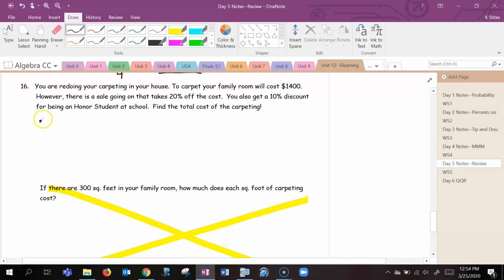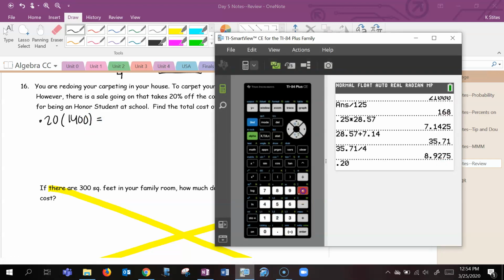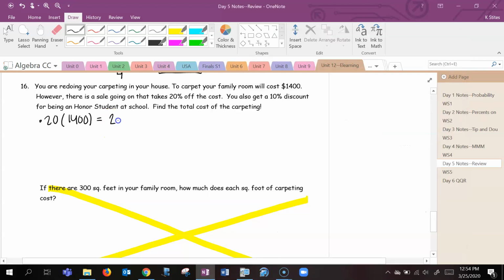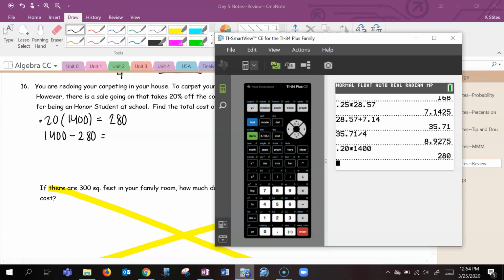So I'm just going to start with the 20%. 0.20 times my total, $1,400. And that's $280. And again, that's the discount. That's what we're getting off of the price. So now we'll subtract it because with a sale we pay less, not more. And when we subtract, we get $1,120.